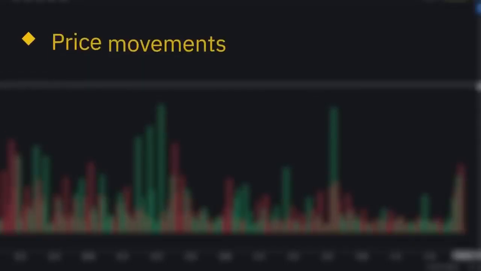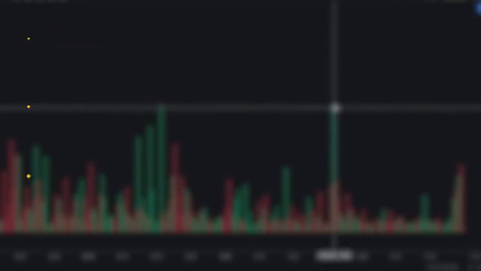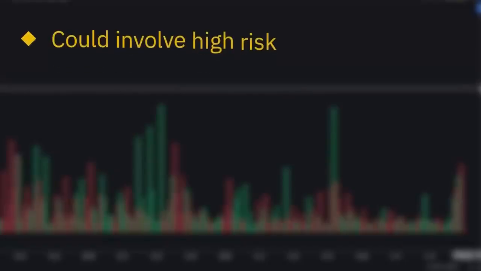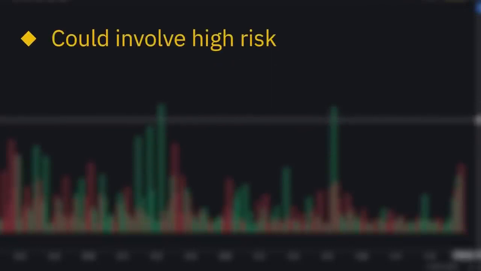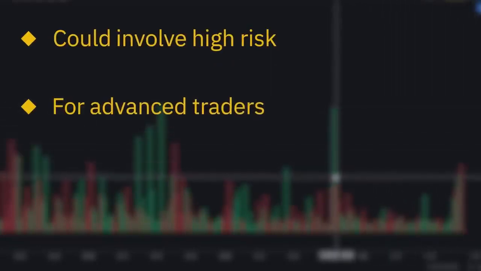The term day trading comes from traditional markets where trading is open during a specific time period. In those markets, traders can't stay in a position for more than a day. They typically use price movements and technical analysis to create trading ideas. Day trading can be profitable. However, it can be quite demanding and could involve high risk. Therefore, this type of trading strategy is something best left for the most advanced traders.